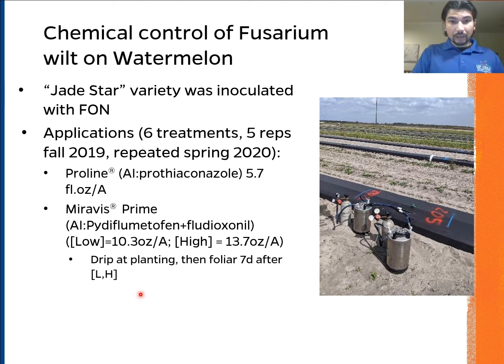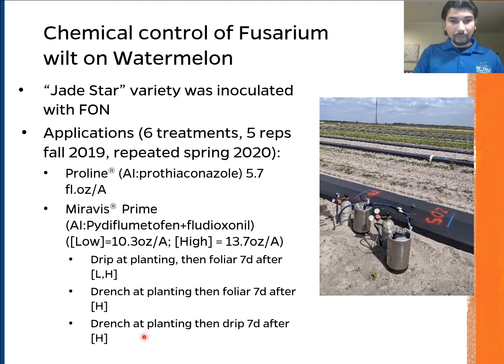With a low and high concentration, we did drip at planting and then foliar 7 days after. With the high concentration, we did drench at planting and then foliar 7 days after. And we also did a drench at planting and then drip 7 days after. So again, this is an experimental treatment with Miravis Prime to see how effective it can be in controlling this Fusarium on watermelon.